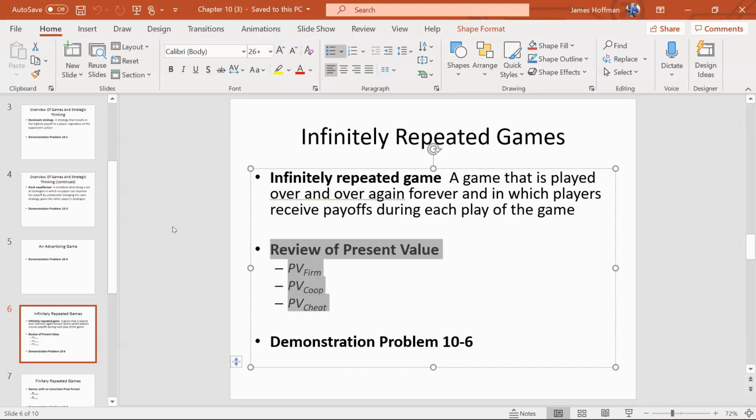So let's look at it in terms of present value terms, because we play this game over and over. You know that the payouts received in the future are worth less based on some interest rate. So we look at present value analysis and determine what each firm would do in a game like this that you play over and over. So let's look at an example of demonstration problem 10.6. Actually, let me show you the present value formula again for this concept.